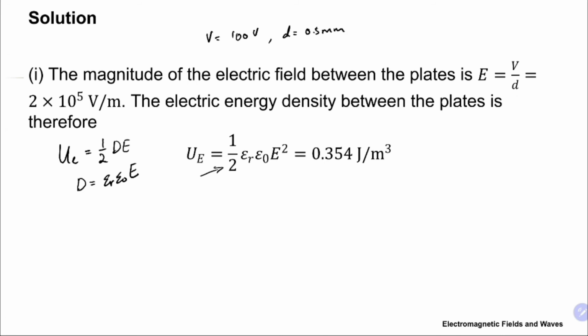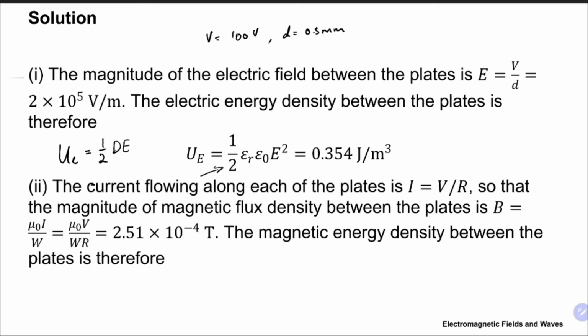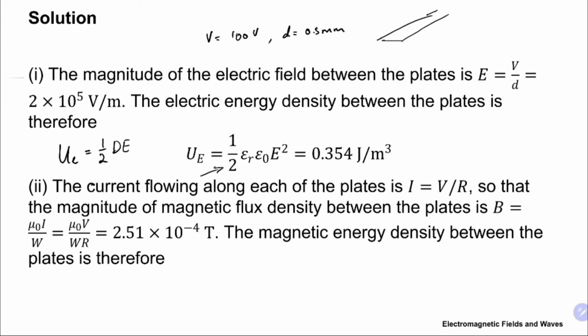And therefore you can easily calculate the electric energy density, and that will be equal to 0.354 joules per meter cube. Okay, the current flowing along each of the plates: we've got a voltage of 100 volts, and we've got a load at the other end, which is 50 ohms. Okay, so our transmission line looks something like this.